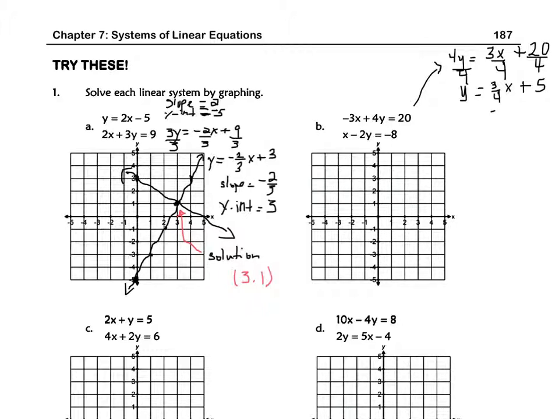And that would mean your slope is 3/4. And your y-intercept is 5. So just graph that one first.